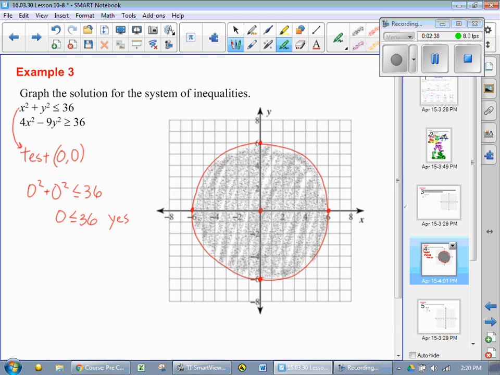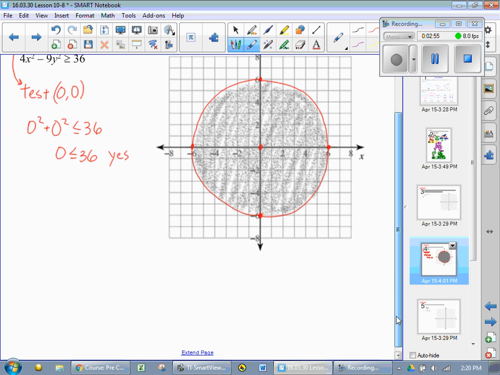All right, next I need to graph my other inequality. So my other inequality is a hyperbola, and the reason I know that is because I've got a minus right there. So first, I'm going to try to get this into standard form. And to get this into standard form, I simply need to divide by 36 to get a 1 over there.